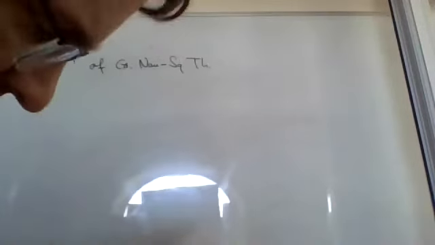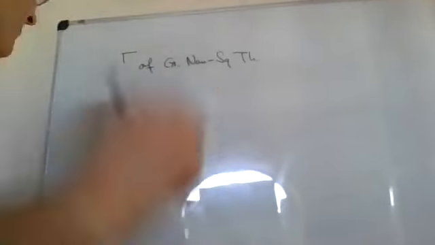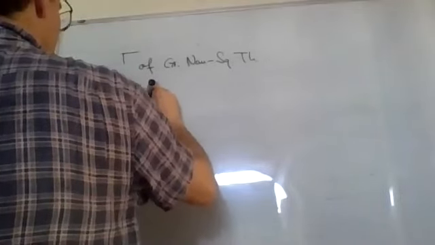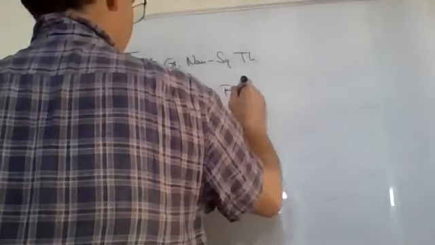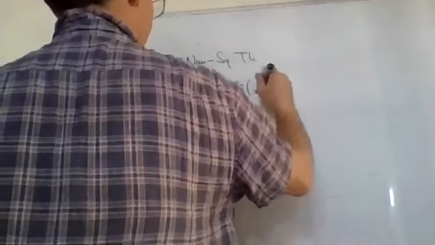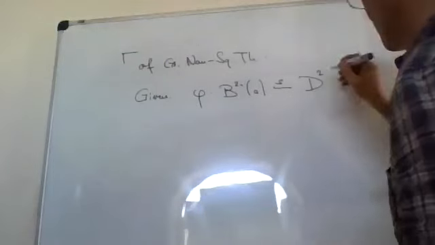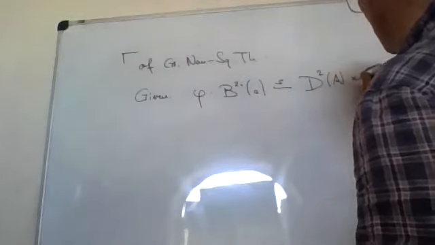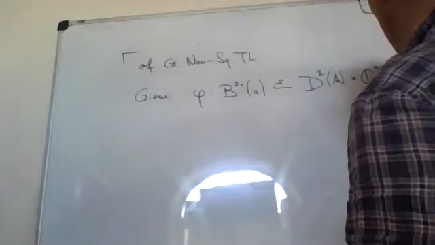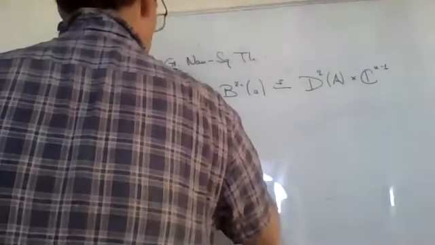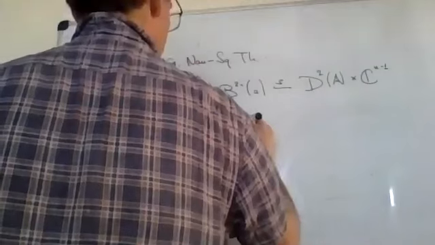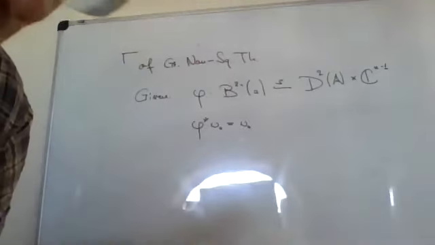Okay, so we don't know much, right? It's actually very little we know. What is given? Given is our symplectic embedding, our disk. And all we know is the symplecticity. So phi pullback of omega is omega. Okay, so this we know.